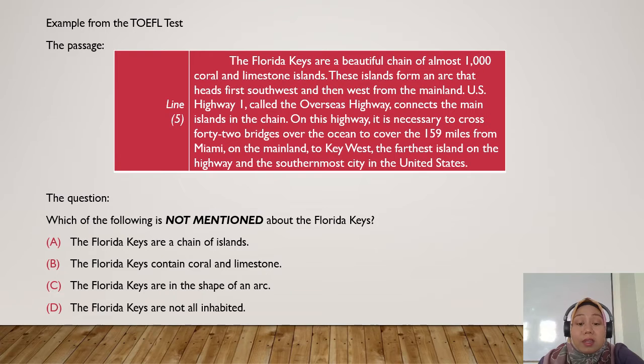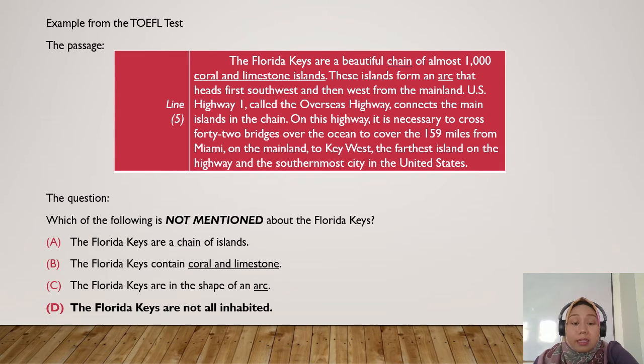The Florida Keys are not inhabited. Then, because A, B, and C are correct, the answer is D. See here, a chain, right? You can find it stated in the passage. Coral and limestone also, and an arc. So D is the answer.